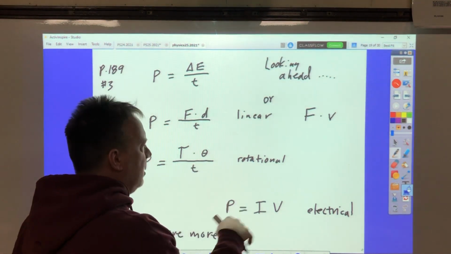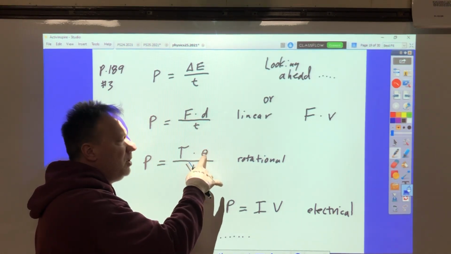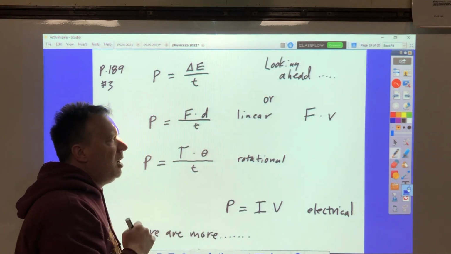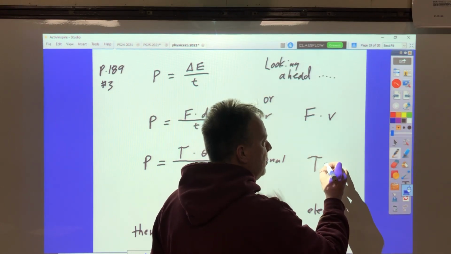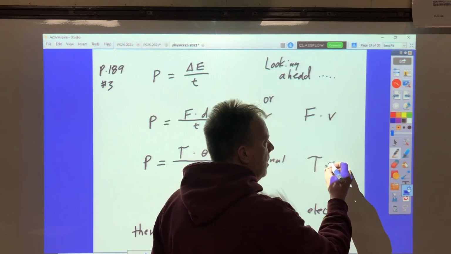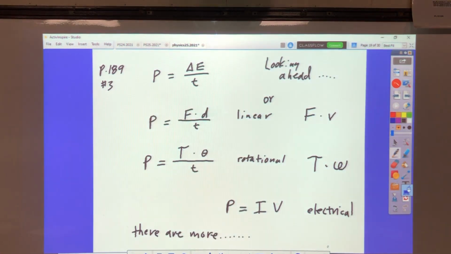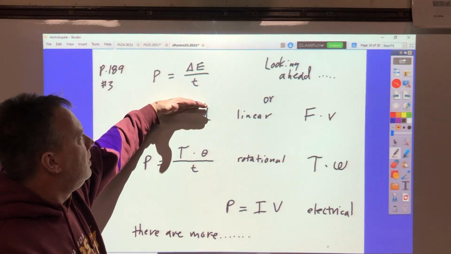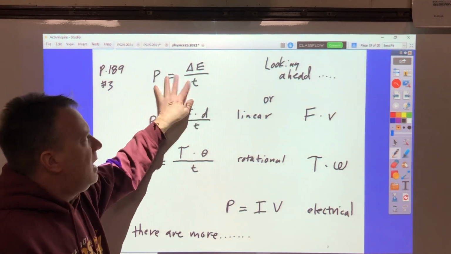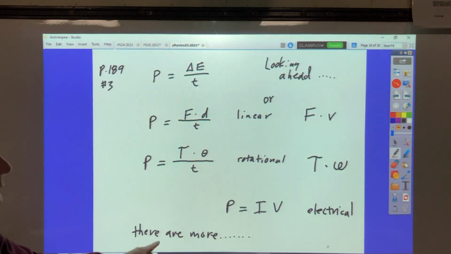If you are rotating something, we'll have a twisting force called torque through some amount of angle, which is analogous to distance divided by time, will give us work. But we can also go torque times omega, which is rotational velocity. For electrical stuff, power is current times voltage. So this bottom part doesn't answer the question we're looking at here. Here's the answer to the question, but I want to point these out because we're going to talk about these later. There are more ways to do this.